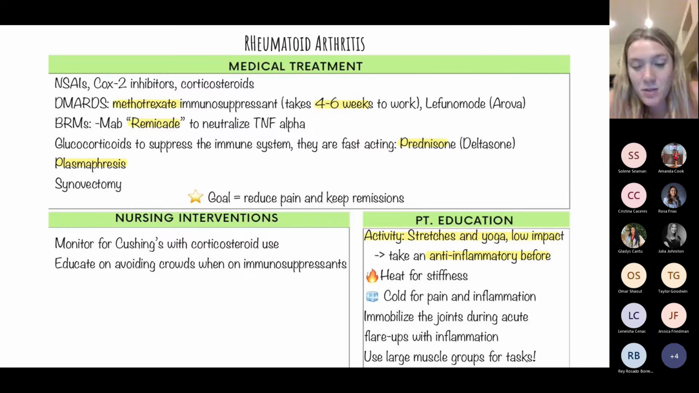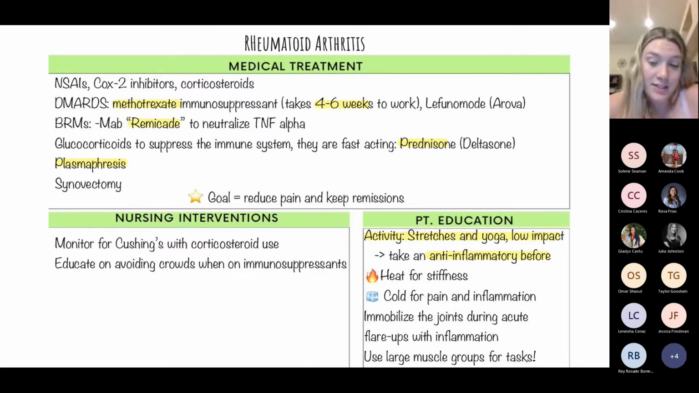This does take a little bit of time to work, so just keep that in mind. You can also give them Remicade or some other immunosuppressants. Usually they end in MAB. Again, those all take a little bit of time to work. If my patient's having an acute exacerbation, I'm probably going to give them good old prednisone because this corticosteroid acts really, really fast. You can also do plasmapheresis with these patients, but overall our goal is to reduce pain and reduce exacerbations.